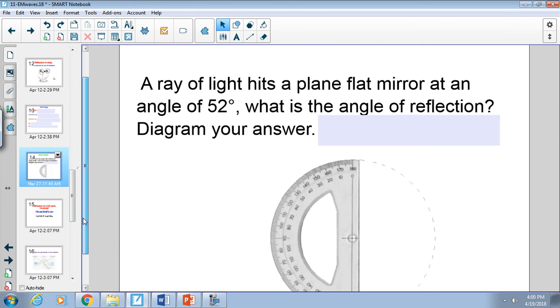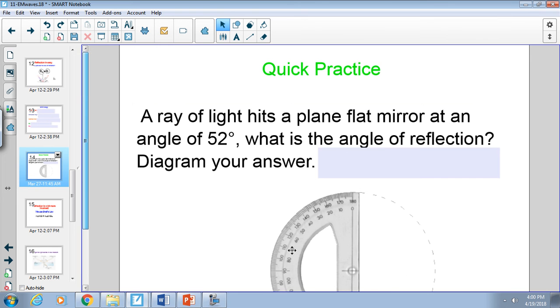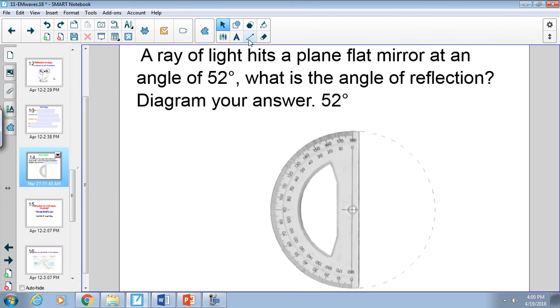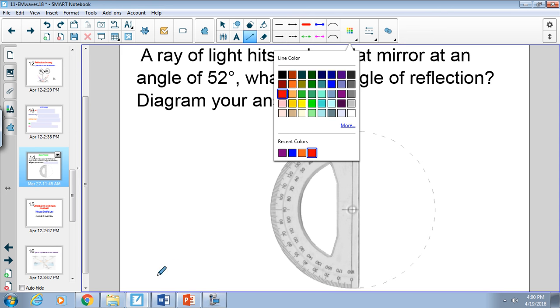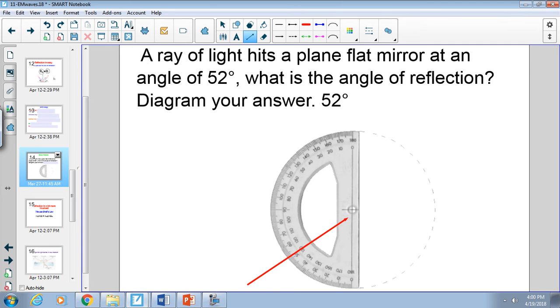Alright, so picture this. A ray of light hits a plain flat mirror. At what angle would it reflect? Hey, look, it should be exactly the same. Trick being is you have to put in a normal line. So let's put in our ray of light. Let's say it hits at an angle of 52 degrees. Not quite 52. A little better. Alright, so we need to draw in our normal line.